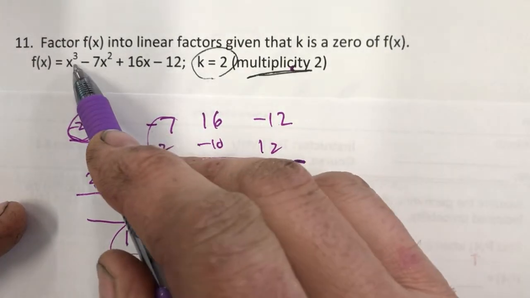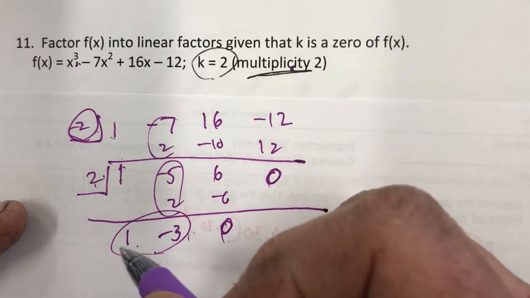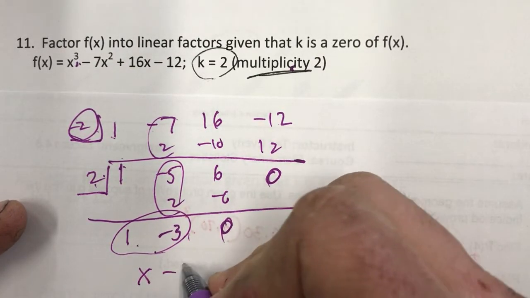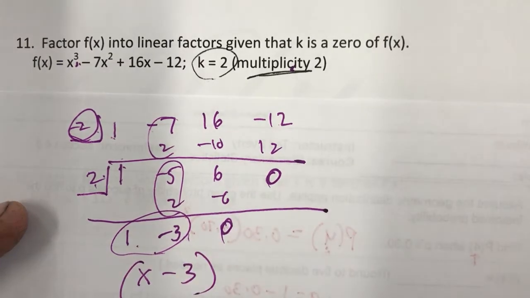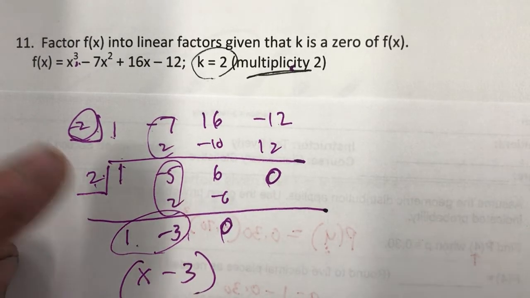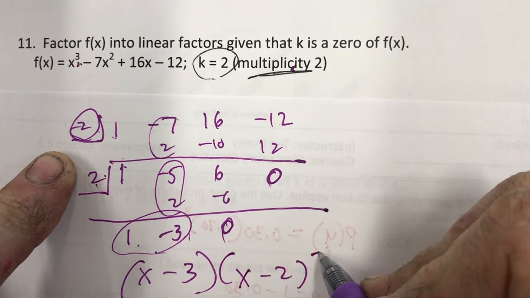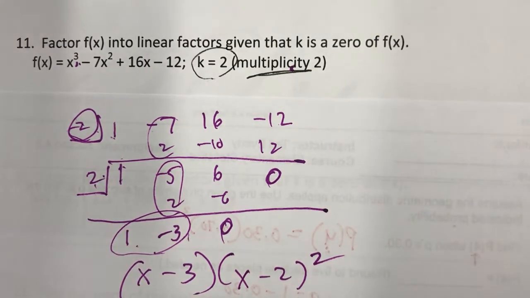Now remember, this is 1 degree less. So if this is the third, this would have been second, and this would have been the first power. So this is 1x minus 3, and there's a factor. See, this is 1x minus 3. There's a factor there. Here's this 2, which is x minus 2 squared because it did it twice. And there's my factors.